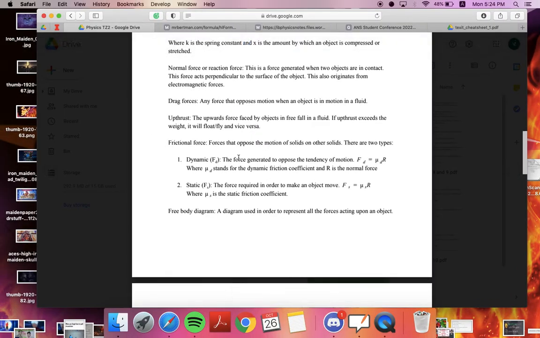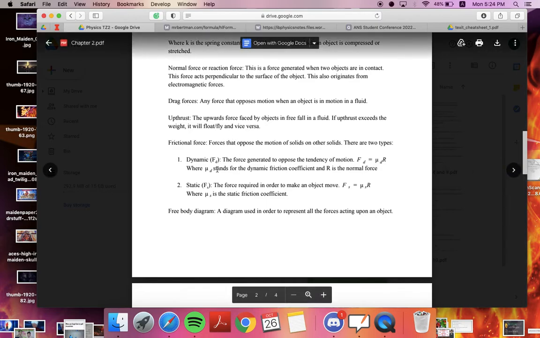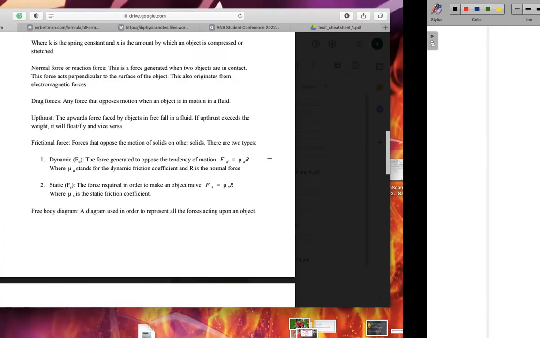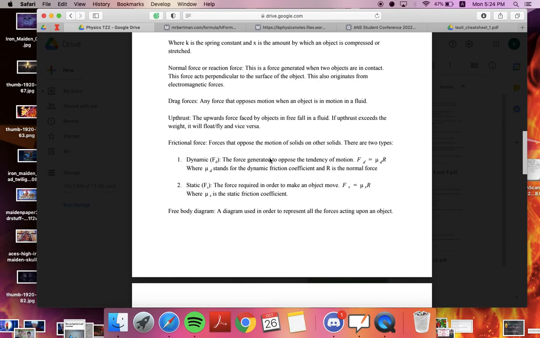Frictional forces. Okay, this is something that I'm sure all of us are familiar with. These are forces that oppose the motion of solids on other solids. If you have, let's say, me sliding the mouse on my table, there's some kind of friction that acts over here. Or maybe if you roll a cart across a table or across the floor, there's some kind of friction that acts. So as long as there's some kind of contact between the two objects, there's going to be a frictional force that will constantly oppose the motion, as in act in the opposite direction in which the object is moving. So you've got two types of friction.